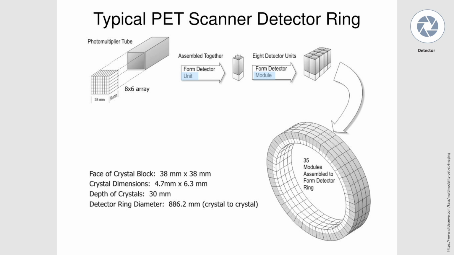Modules are arranged in a ring, known as the detector ring, that absorbs the gamma rays and allows for the creation of 3D images. However, the detector ring doesn't consist of only one ring, but of many rings placed next to each other to form one thick ring, similar to a donut.